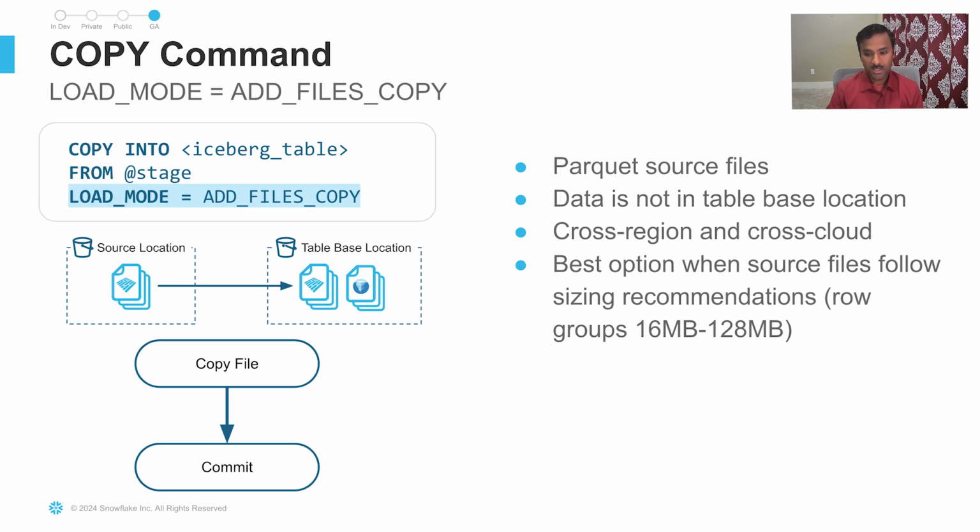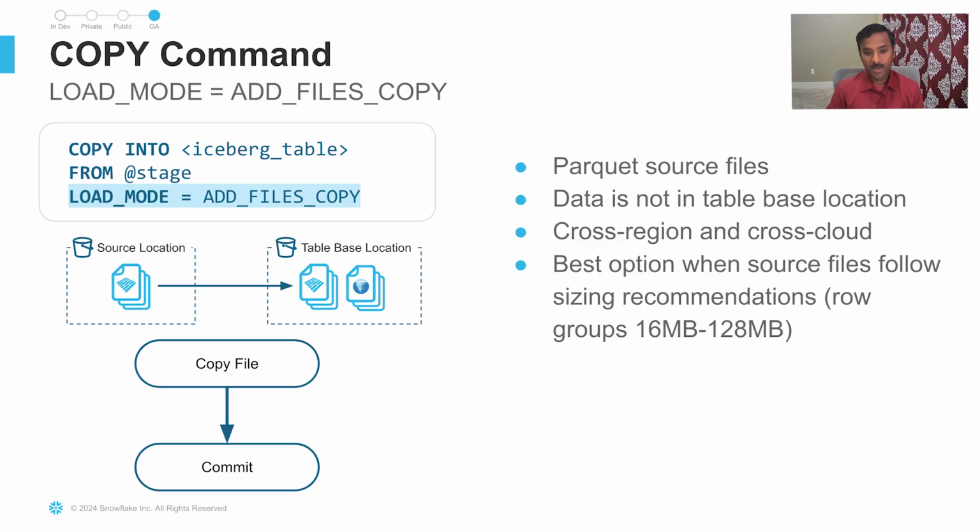This option does not support transforming data before it is loaded into the Iceberg table. You should use this option when the source Parquet files are not under the table's base location, but instead are in another location. It could be in the same region, cross region, or even cross cloud. It's also ideal if the source files are following the sizing recommendations for optimal query performance.